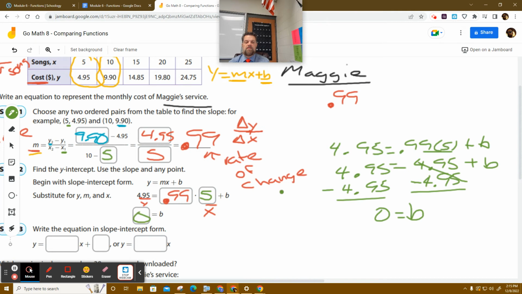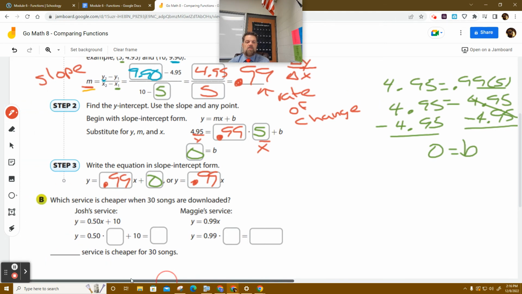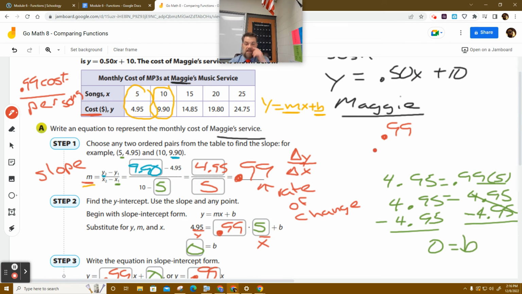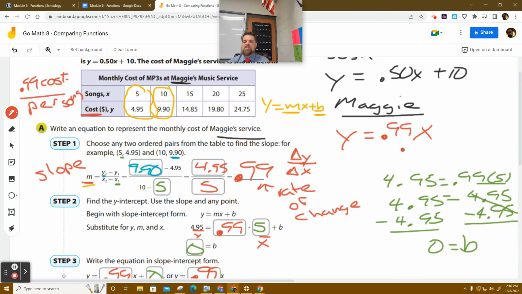B equals 0. So then, now that I know what b is, my equation is y equals 0.99 times x plus b, which is 0. Do I need to write down the 0? No. So I'm just going to say 0.99x. So my overall equation for Maggie is y equals 0.99x. So let's look at this. Josh is paying 50 cents a song, but he has an initial fee of $10. Maggie has no fee, but she's paying 99 cents per song. Do you guys see how that works?